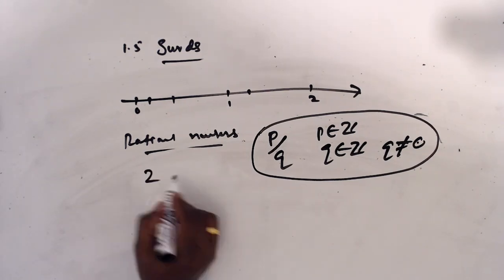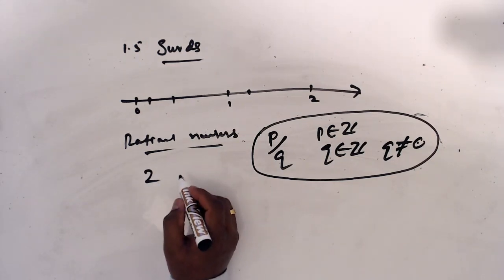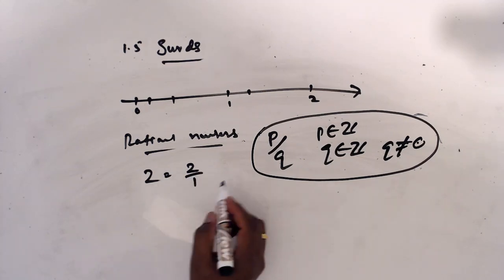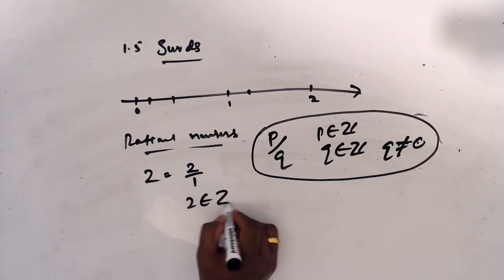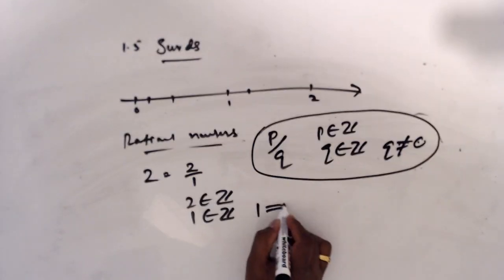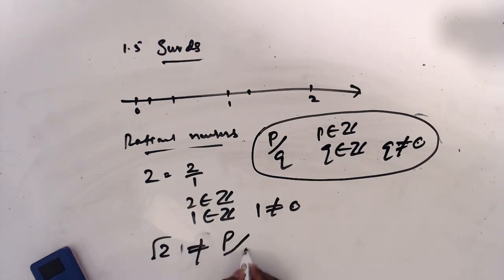Do you think that 2 is rational or irrational? 2 is a rational number because we can write 2 as 2 over 1. It means 2 is an integer in Z and 1 is an integer in Z, and 1 is not equal to 0. But square root 2, you can't write in P over Q form.